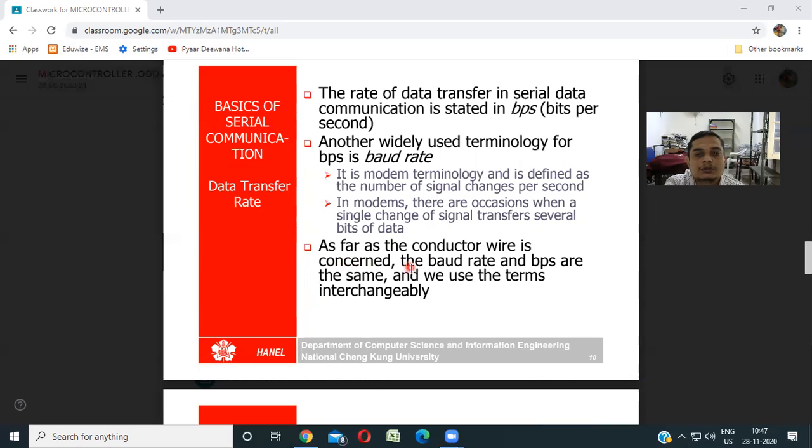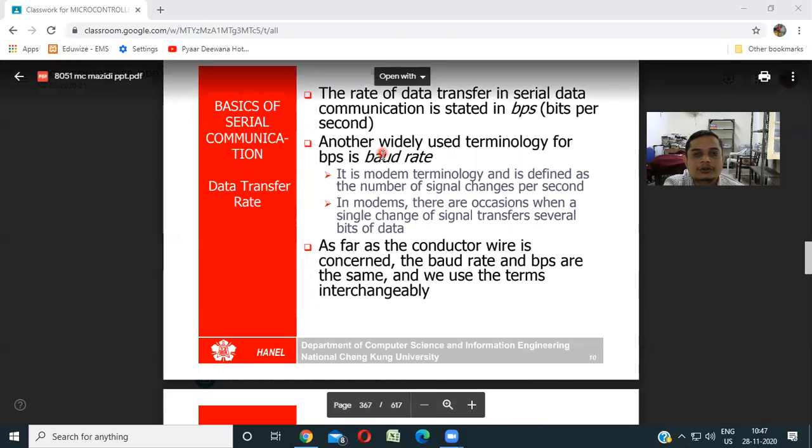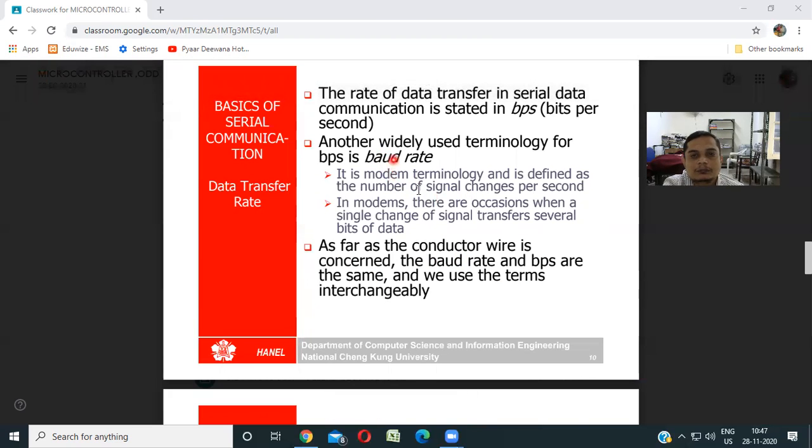As far as a conductor wire is concerned, the baud rate and BPS are the same. As I told, for the conductor, if you consider a wire connected between the sender and receiver, in that case the baud rate and the BPS are both the same. But the baud rate for the modem is signal changes per second.